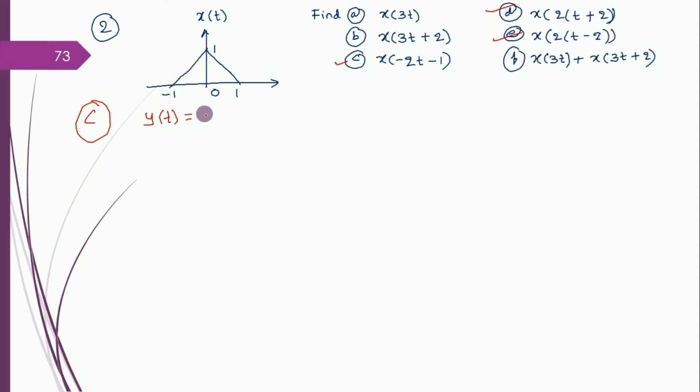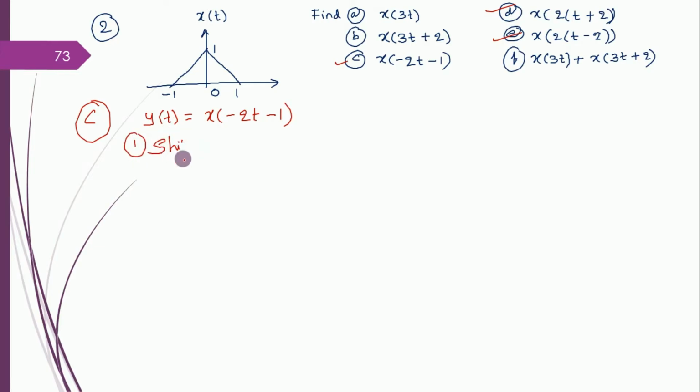So let me take C first. I call it y of t. y of t is x of minus 2t minus 1. I'll tell it in a very simple way. Please concentrate and follow in the same manner.